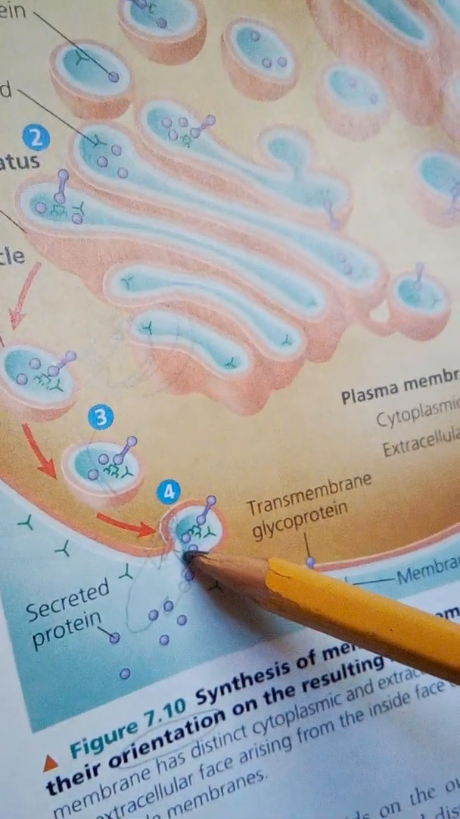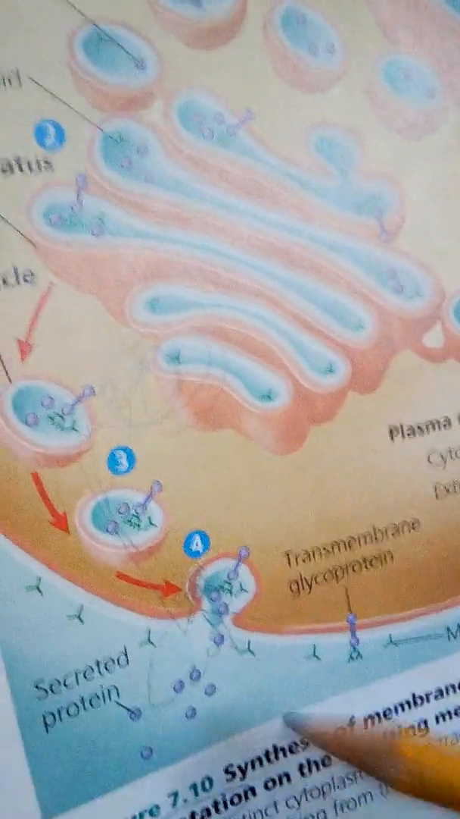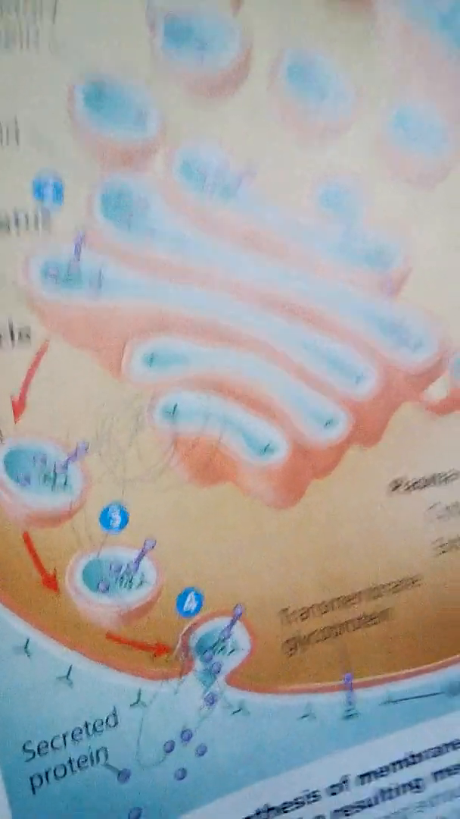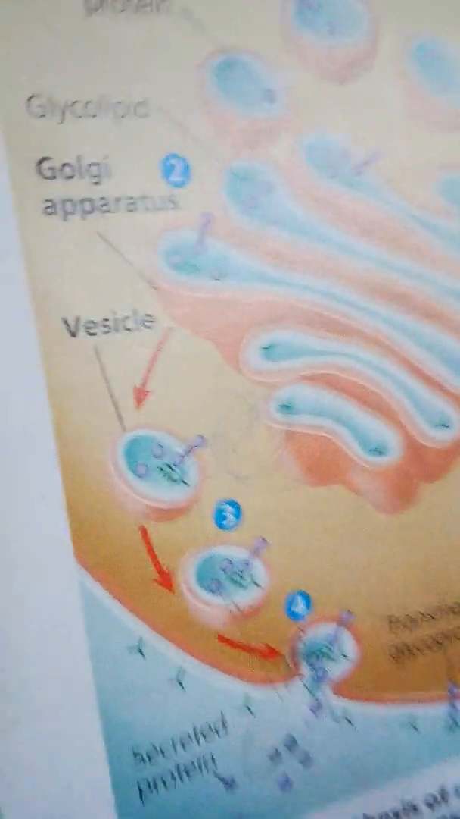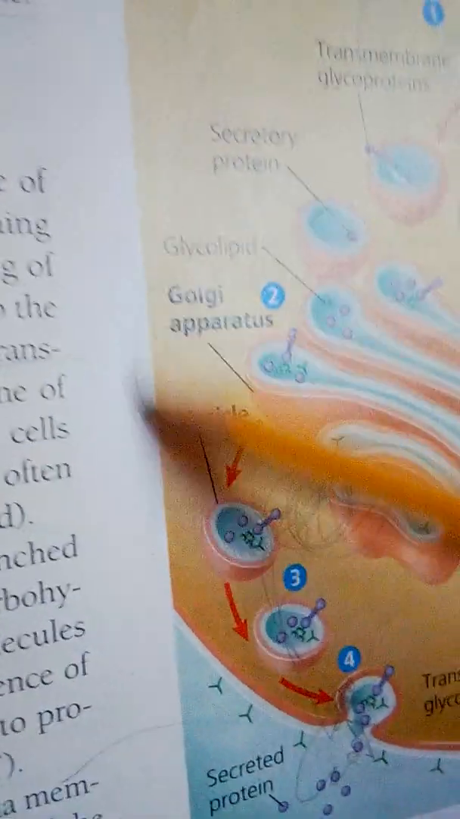Thus, the asymmetrical distribution of proteins, lipids, and their associated carbohydrates in the plasma membrane is determined as the membrane is being built by the ER and Golgi apparatus.